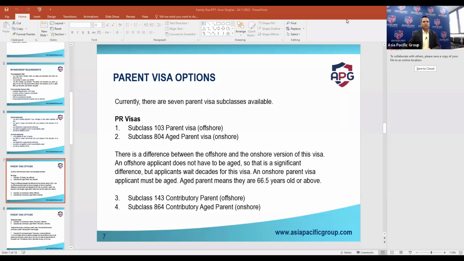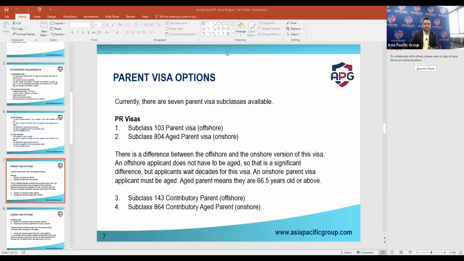Okay, so now we'll move into parent visas. In parent visas, we have 7 visa subclasses available. 4 of them are permanent visas and 3 of them are temporary visas. In the PR visas, we have the subclass 103 parent visa. This is an offshore visa, and we have an equivalent onshore visa, which is called the 804 aged parent visa.